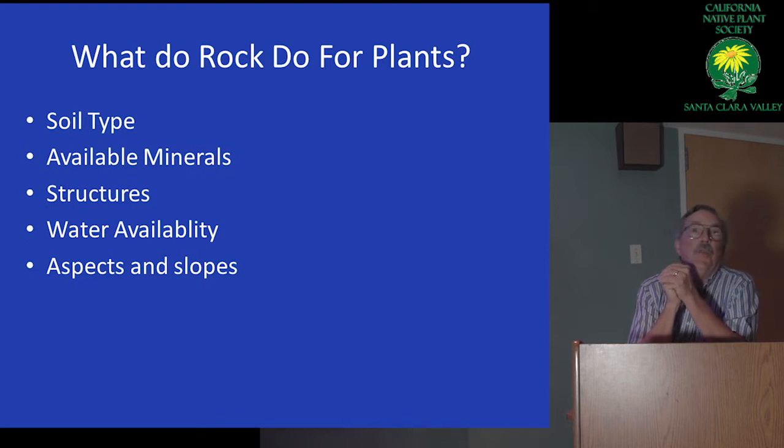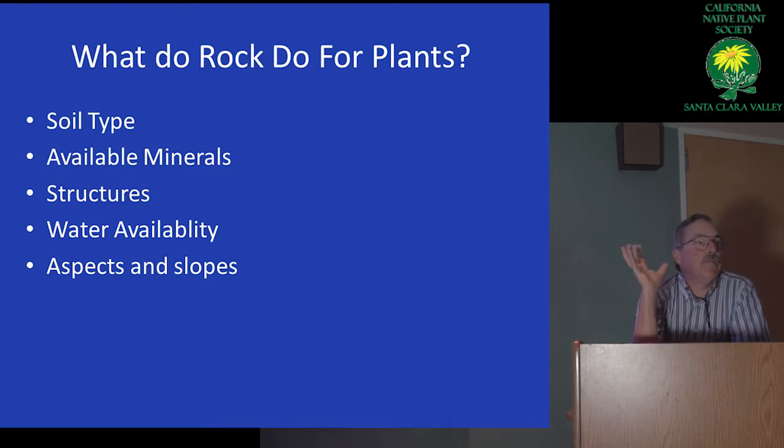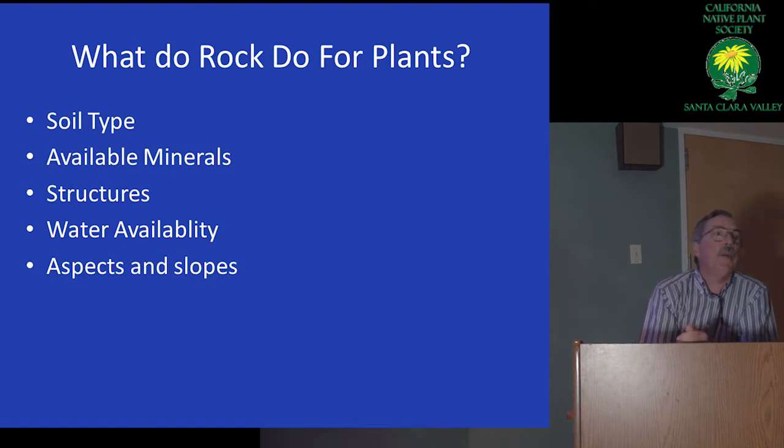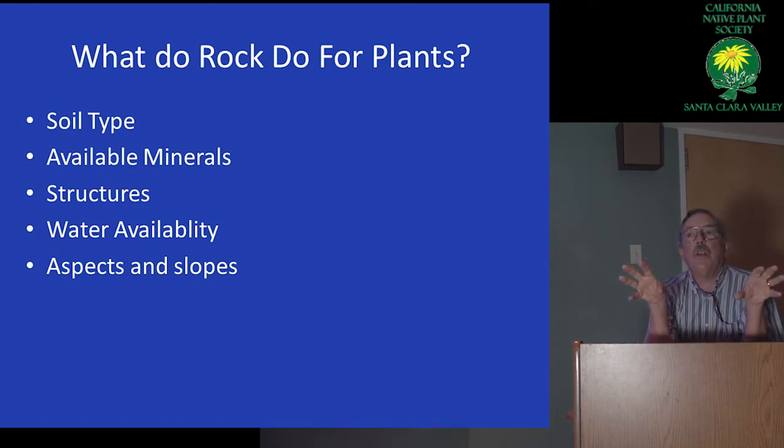So what do they do for plants? Well, the rock, if it doesn't have any way of getting soil other than weathering, determines the soil type at that location. It also determines the available minerals, and by minerals here I'm talking about what kinds of chemical compounds the plant can take up, like copper, calcium, what form they are, whether the plant can really dissolve them and bring them into the plant.